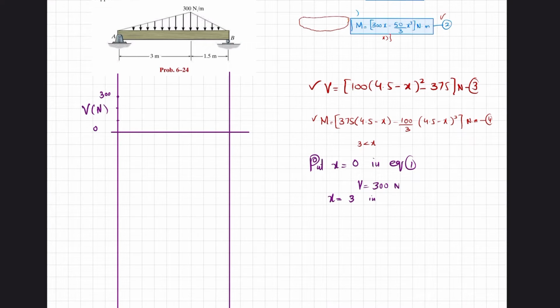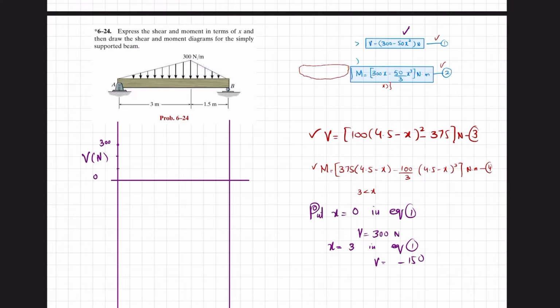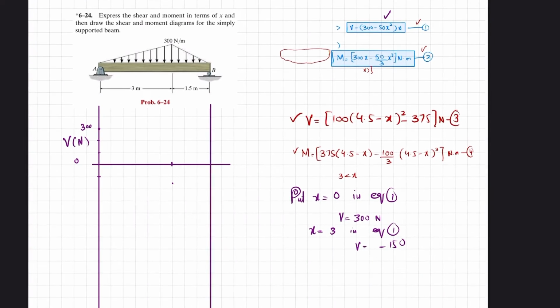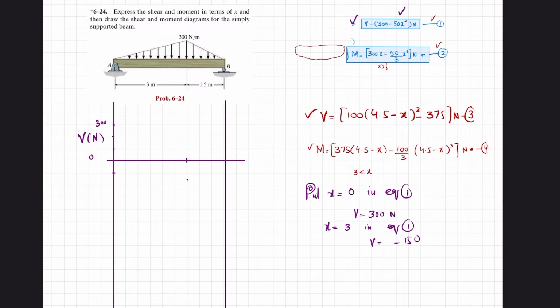So if you put in equation number 1, you will get v is equal to minus 150. You can check it, you can put it 150 minus 150. So the 3 point is somewhere here. Clear? So this is 100, this is 150, so 150 will be this point. Now you can check that this shear force is a second degree curve.